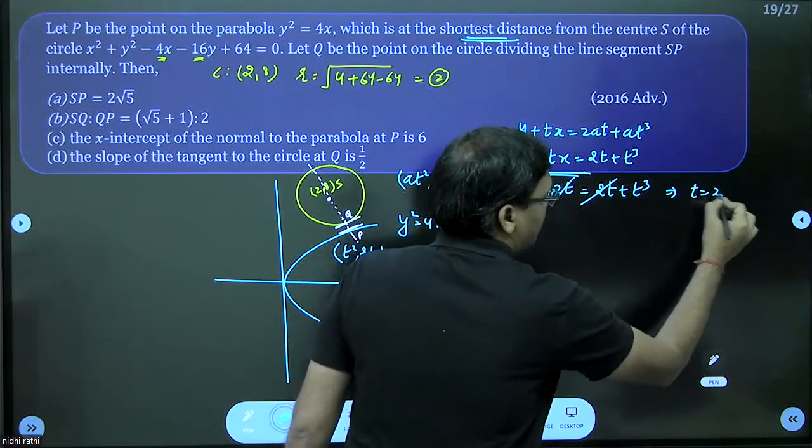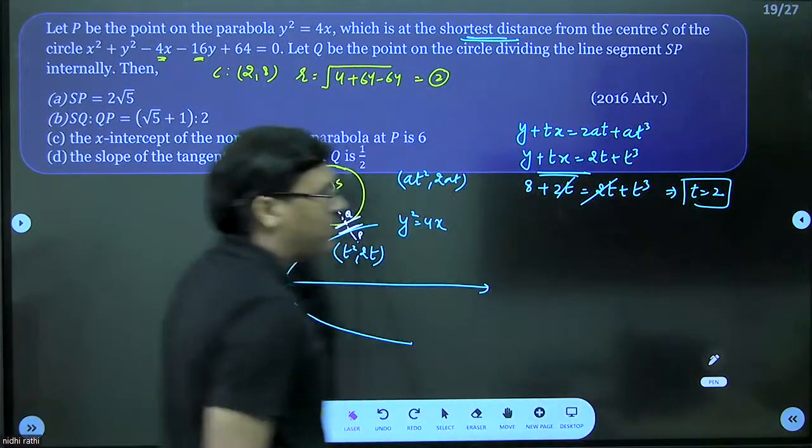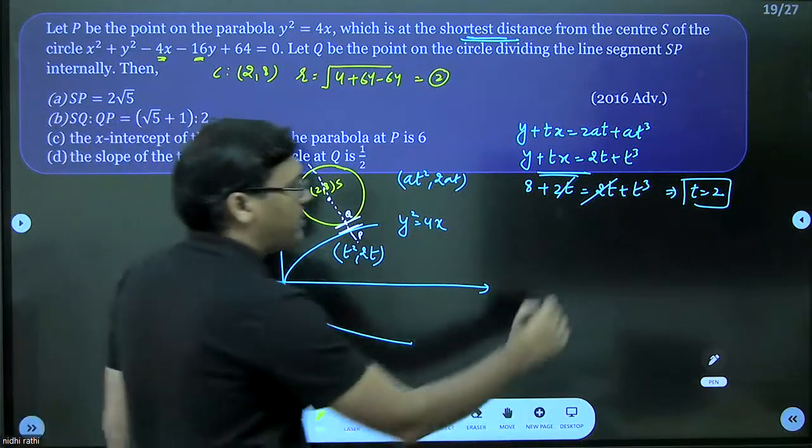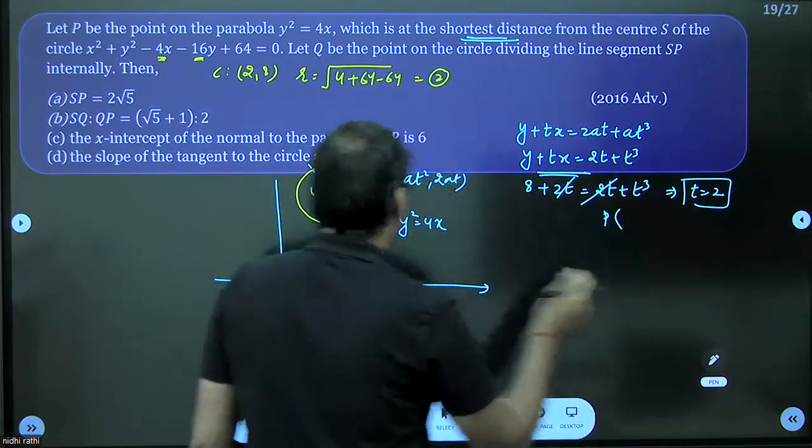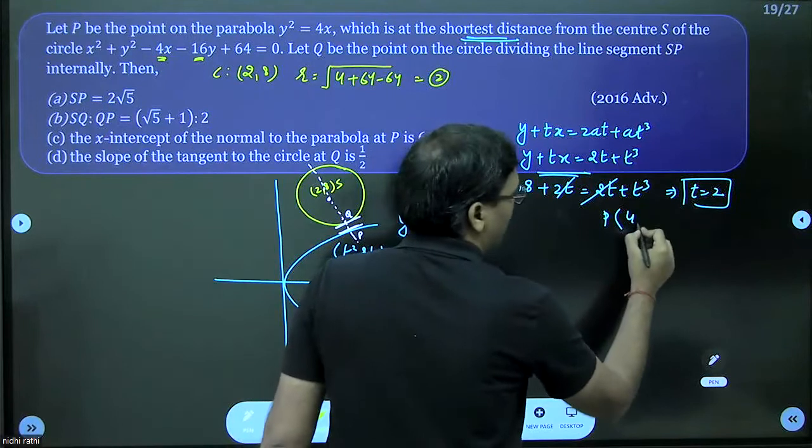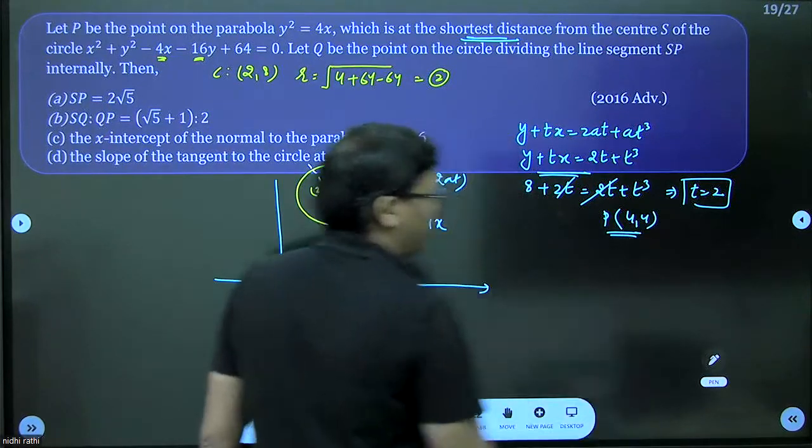t is equal to 2. Now, if t is equal to 2, what is the point P? Point P you can clearly see. Point P is equal to (4, ...). So we have got point P.